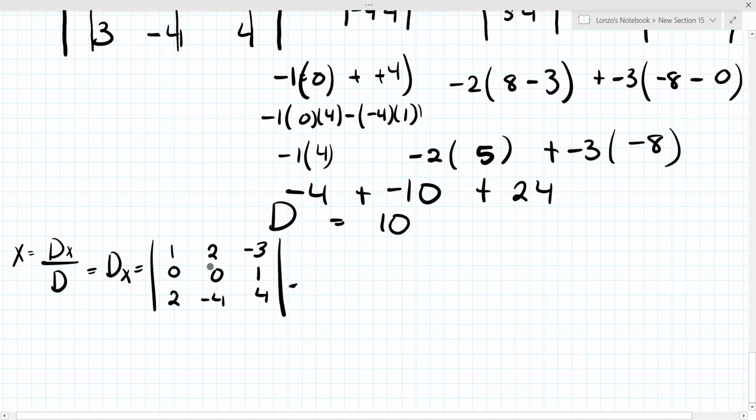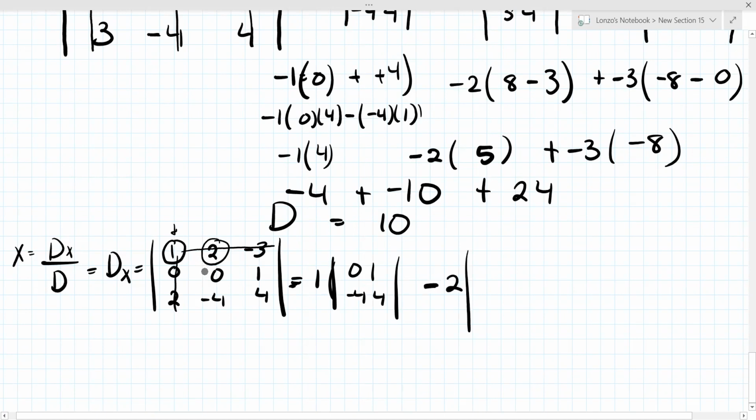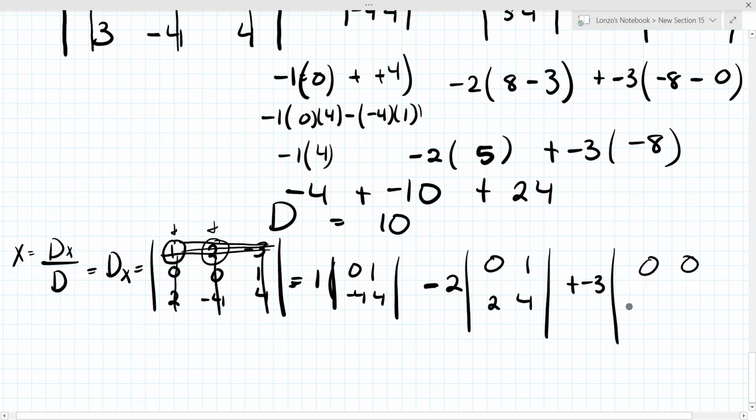Okay. So let's find the determinant. This one is going to be 1, and then remember, just erase any rows or columns related to this one. So you're left with, let me write that down, 0, 1, and then -4, +4. Now the second term, which is 2, but make sure it's a minus, and then delete any rows or columns related to this 2. So you're left with 0, 1, 2, and 4. And then the same thing with -3. So the last term is going to be plus -3. Delete any rows or columns with this 3. So you're left with 0, 0, and then 2, -4.